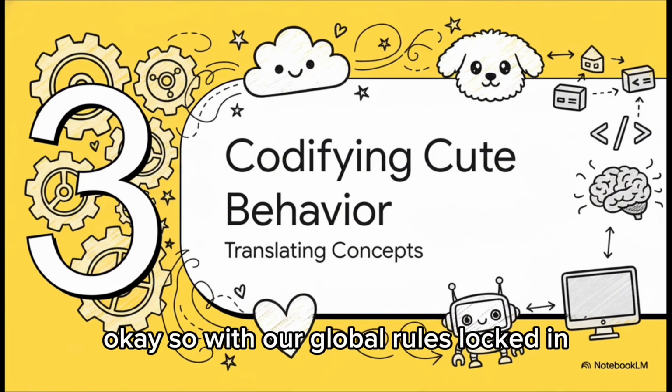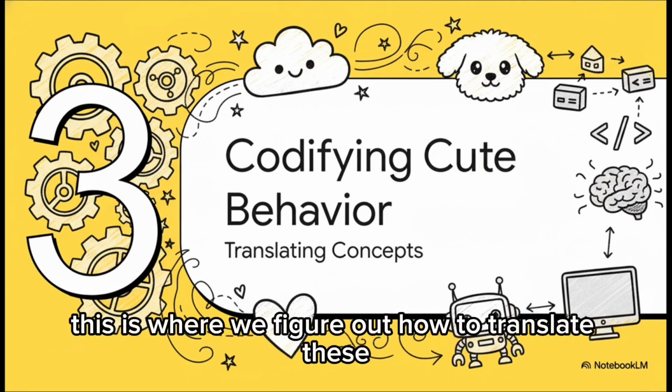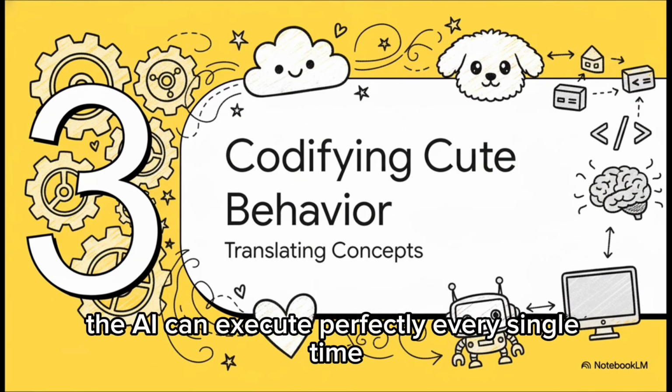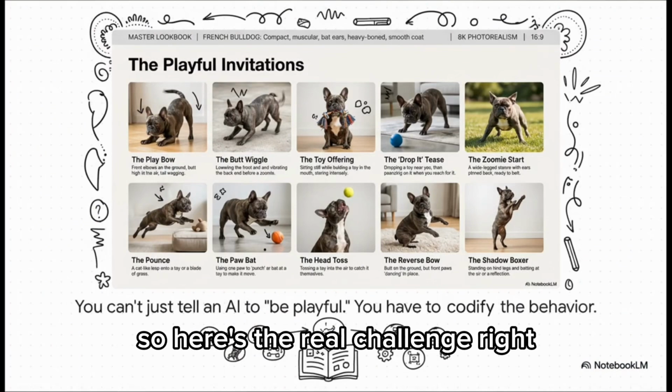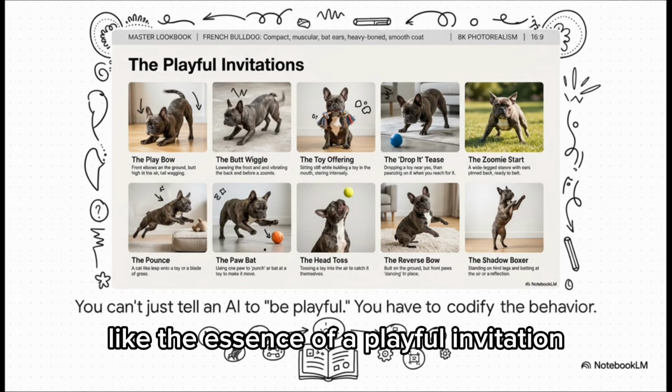Okay, so with our global rules locked in, we can move on to the really fun part in Section 3, codifying cute behavior. This is where we figure out how to translate these abstract ideas into a language the AI can execute perfectly every single time. So here's the real challenge, right? How do you tell an AI to capture an abstract concept, like the essence of a playful invitation?